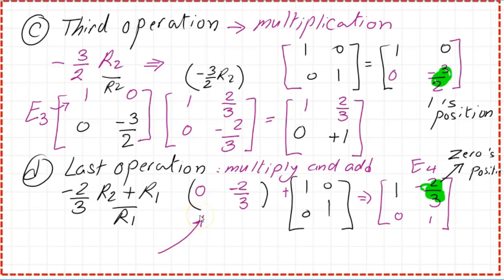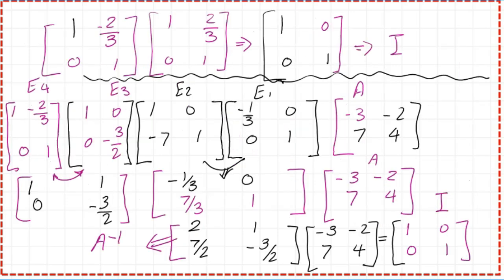So we will multiply minus 2 over 3 by R2 and add it to the first row. Minus 2 over 3 multiplied by 0 adding to 1 is 1. Minus 2 over 3 multiplied by 1 and adding to 0 is minus 2 over 3. And the second row is the same. This is the last operation. If we multiply this matrix by this matrix, we get the identity matrix.